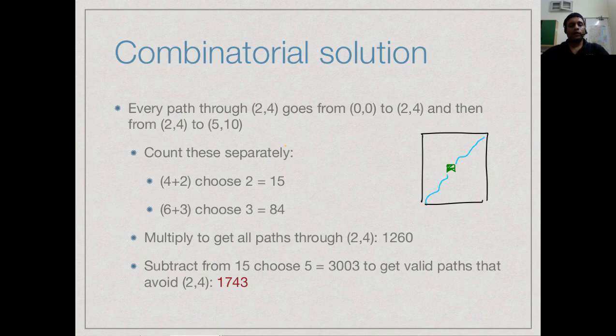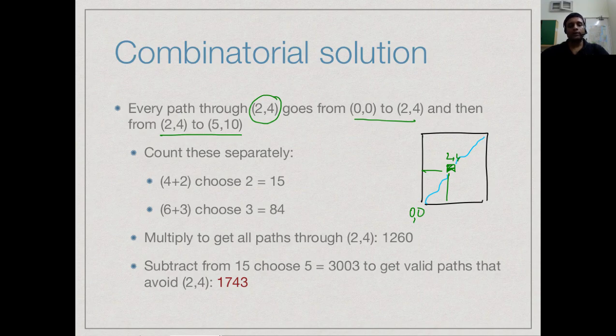Right? So what I will do is I will say that every path that goes through the current blocked intersection is a path from 0,0 to 2,4 followed by a path from 2,4 to 5,10 because it goes through 2,4. So we can think of this as a smaller grid from 0,0 to 2,4. Right? So if we solve this, this is the general m plus n choose n. Right? So I get 6 choose 2. So I get there are 15 ways to go from 0,0 to 2,4.